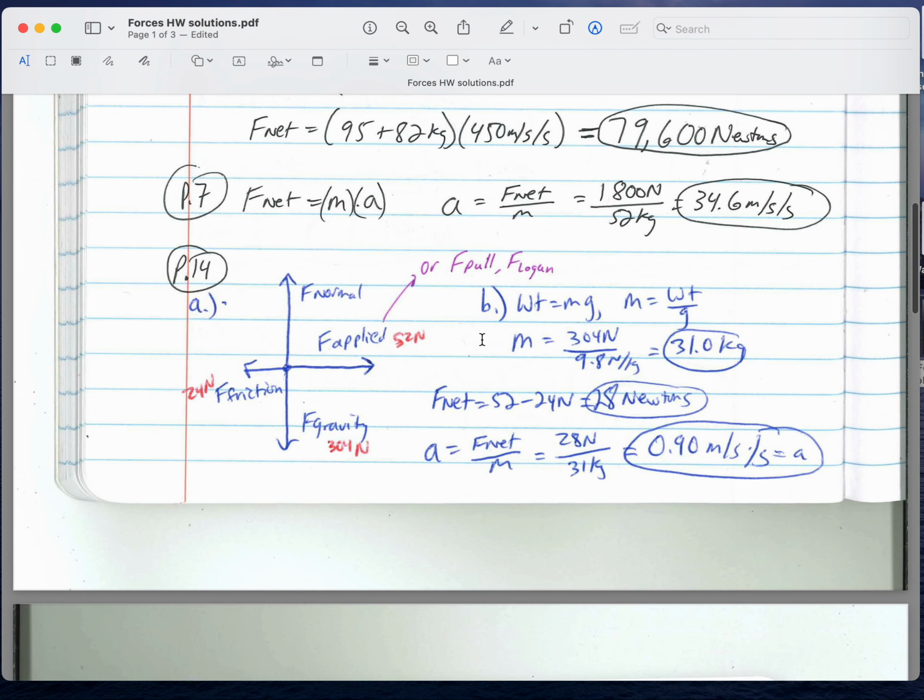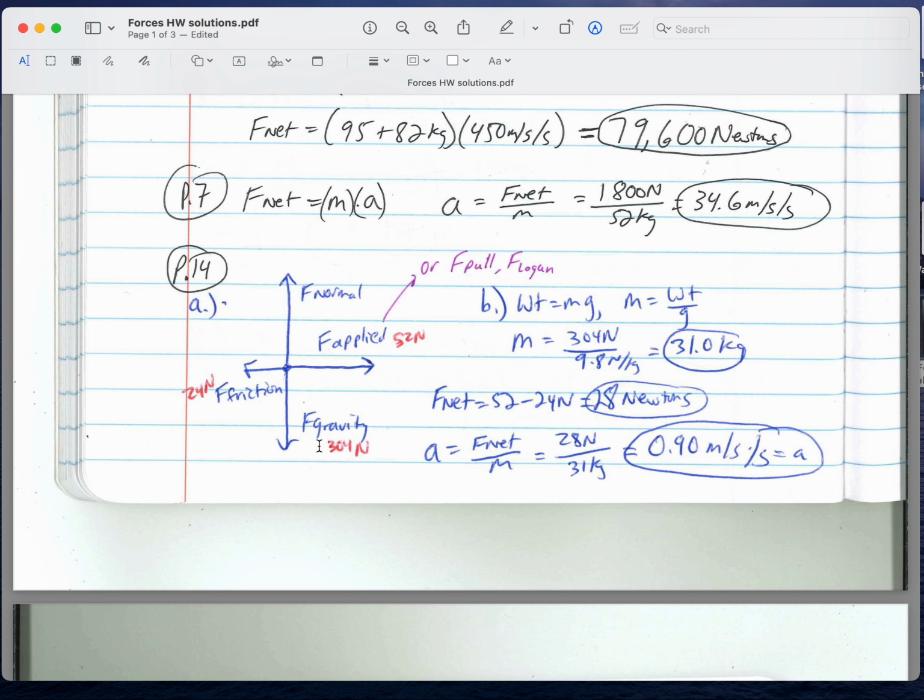For problem 14, this is where I think it's Logan's pulling his little sister. I hope he appreciates the fact that I used his name, and I actually looked up his little sister's name on Infinite Campus to get it right. That's a lot of work.